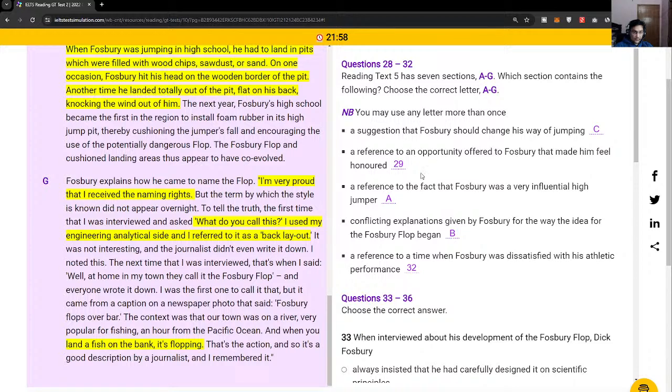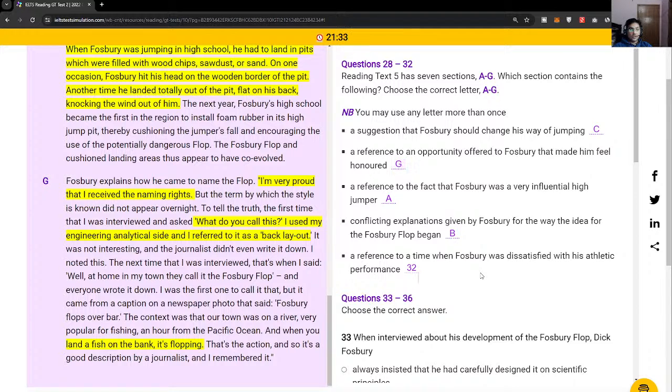A reference to an opportunity offered to Fosbury. Okay, Fosbury was given an opportunity. The first time that I was interviewed and asked, what do you call this? He was asked. So 29 is most probably G.